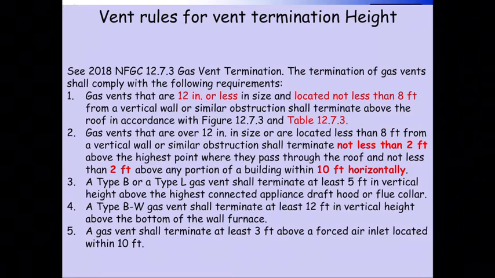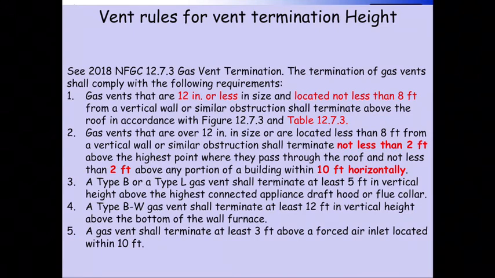The gas vents that are more than 12 inches in size or are located less than 8 feet from a wall, they shall not be less than 2 feet from anything within 10 feet horizontally. So that's another kind of a basic rule that sometimes people use. So 2 feet higher than anything within 10.